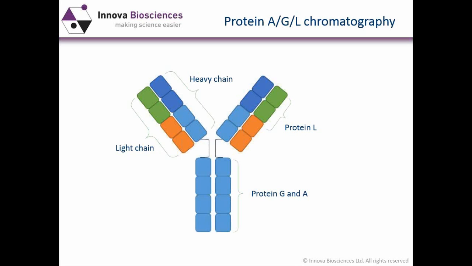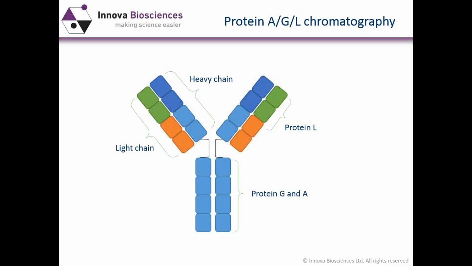Diagrammatically, you'll see the antibody molecule in front of you now. You'll see that protein G and A bind to the tail or the Fc part of the antibody, and protein L binds to the light chain. And as I said, remember this binds only to kappa light chains, not to lambda light chains.